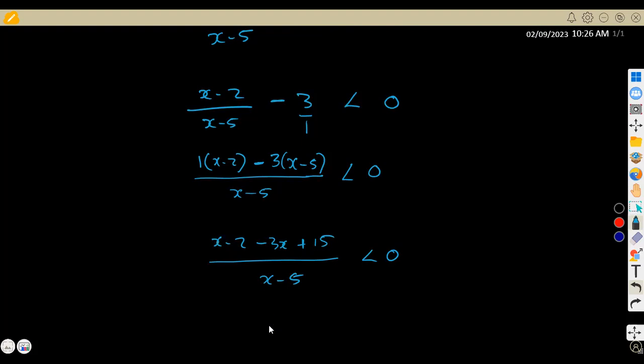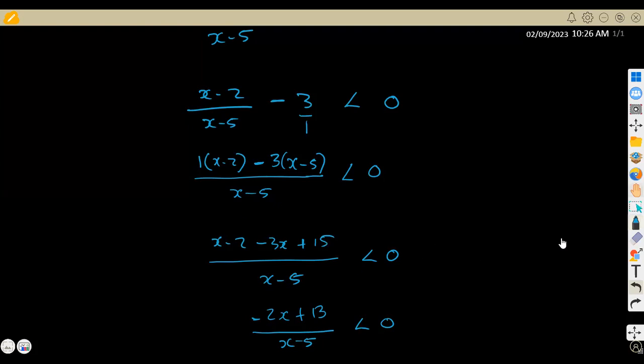Okay, let's see. That's minus 2x in this case. Then minus 2 plus 15, which is 13. Okay, everything over x minus 5 is less than 0. So this is what you're going to do. We have got a fraction in this case.